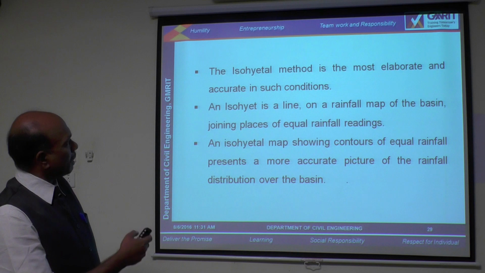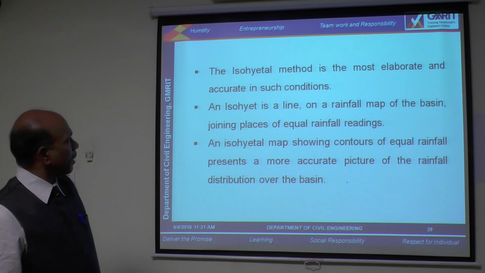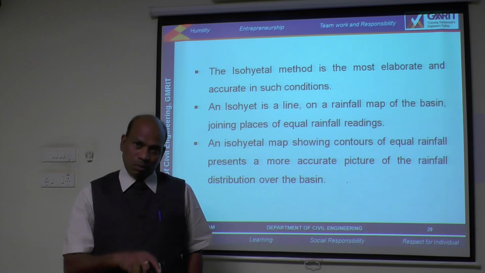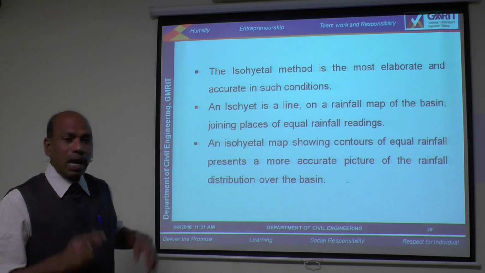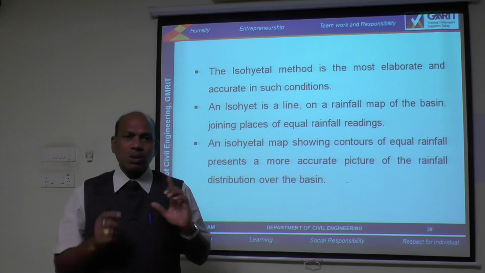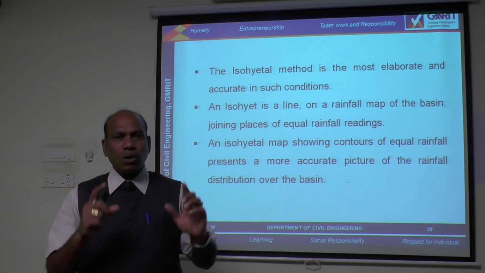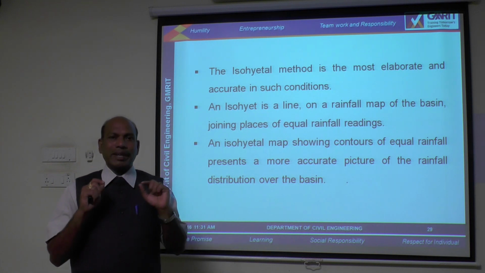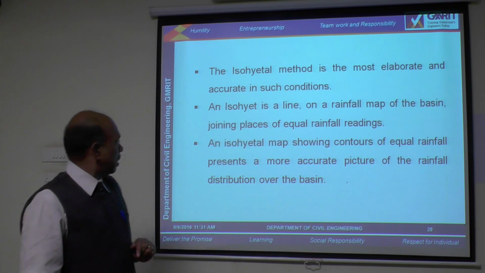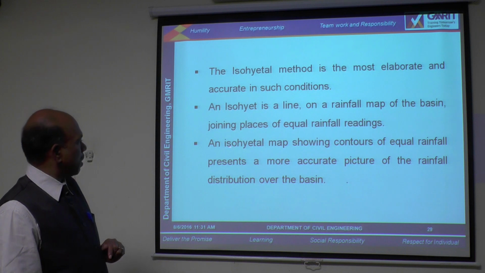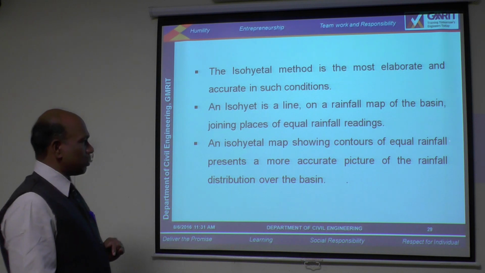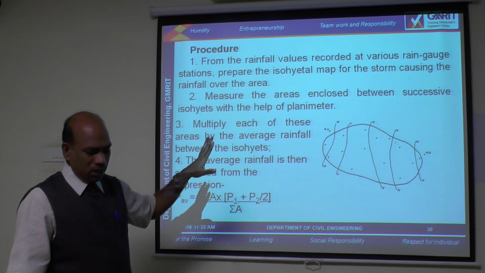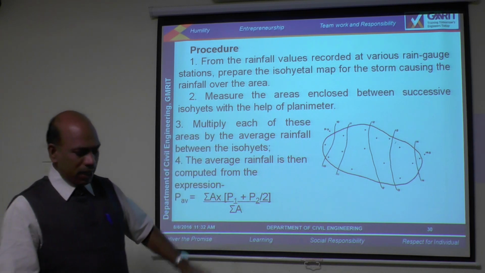This isohyetal method is the most elaborate and accurate in such conditions, because the rainfall is controlled by mountain topography. What is an isohyet? Already I told you, an isohyet is the line or contour connecting equal rainfall depths of the rain gauge stations. Then here also, as with the Thiessen polygon method, the isohyetal map shows the contours. This is the procedure for the construction of the isohyets.